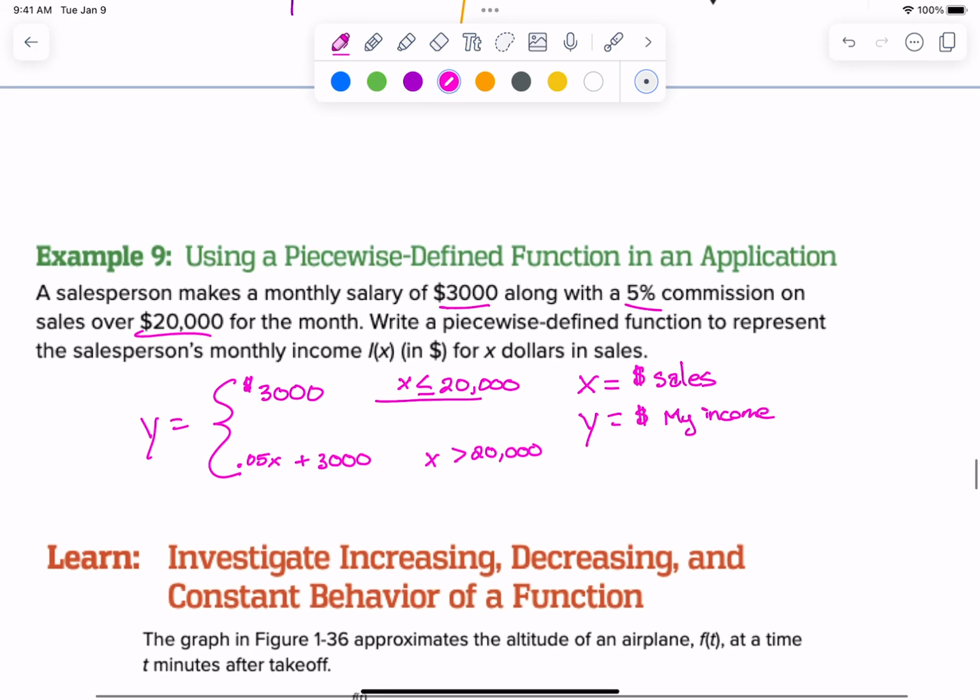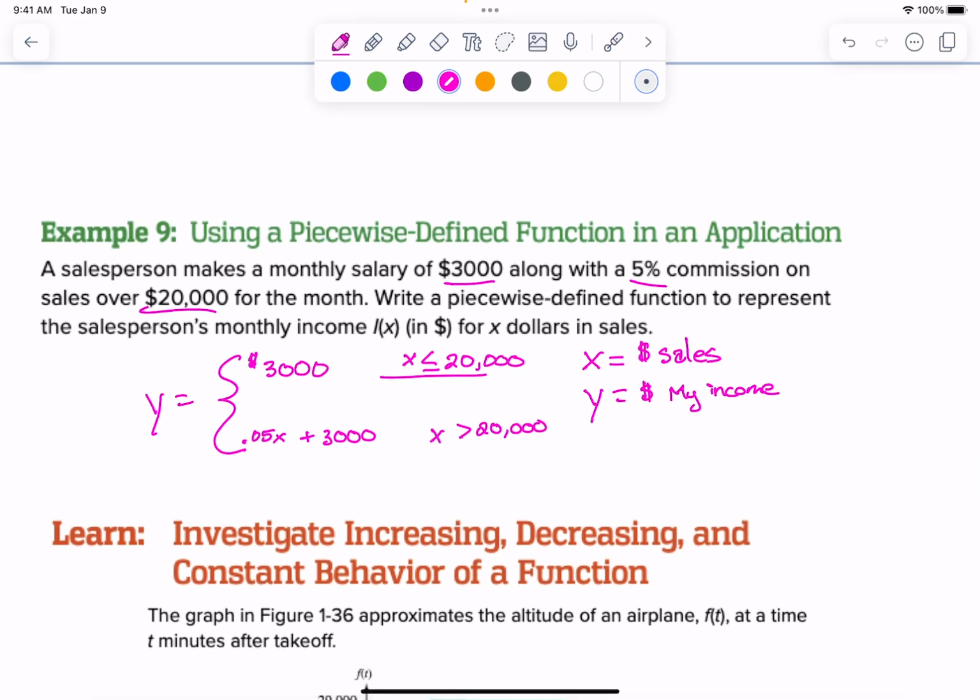No? That was kind of a weird thing. Okay. They didn't ask for any questions. They just want the equation. So there you go. All right.